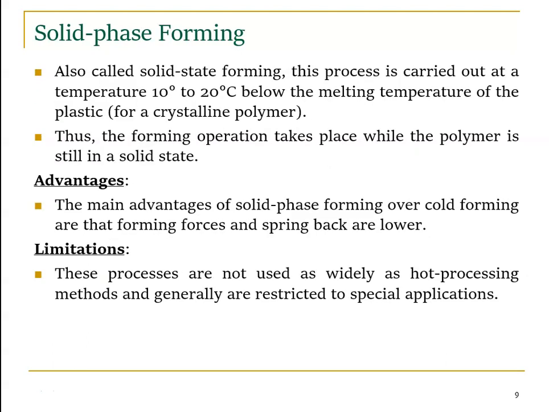The next process is solid phase forming. The name implies it's a solid phase, right? So the entire process is carried out at 10 to 20 degrees Celsius below the melting point temperature of the plastic. For example, assume I took nylon as my raw material. Nylon melting temperature is 160 degrees Celsius. If I process the nylon up to 140 or 150, then we say it's solid phase forming. I am not touching the melting point.